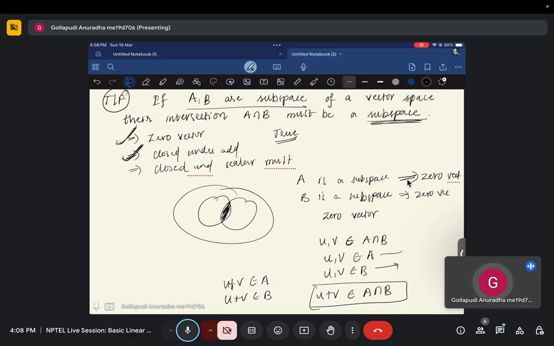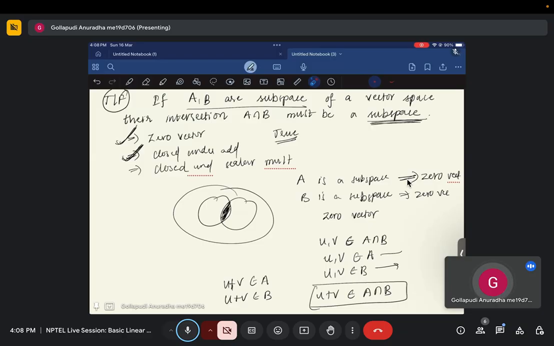So if you have any vectors u and v in A intersection B, then u plus v will also be in the intersection of A and B. So the addition property is satisfied here. Clear? Any doubt? Shall I move on? Can I go? Yes, ma'am.